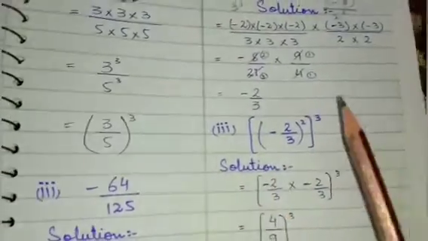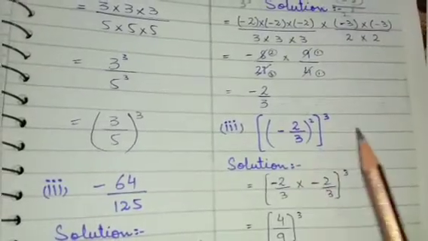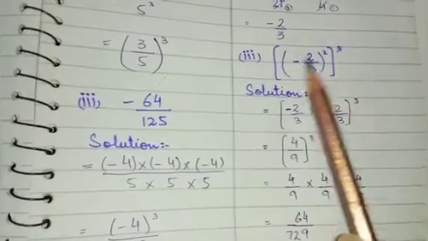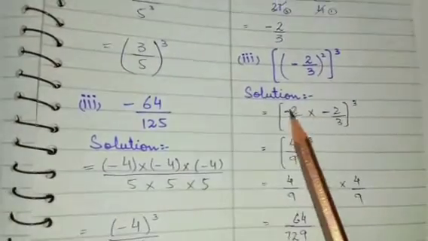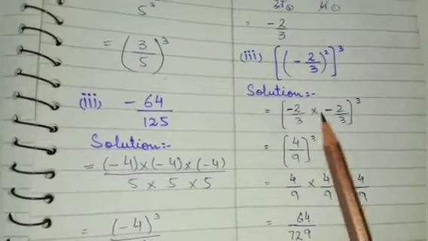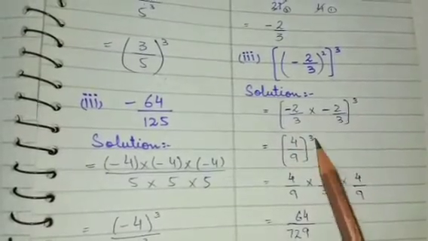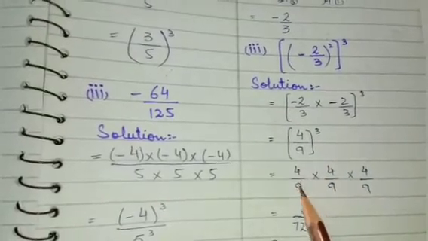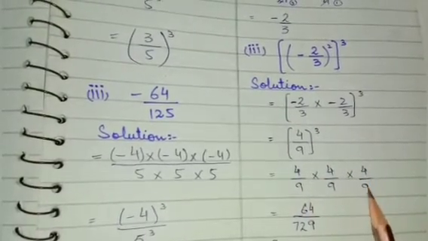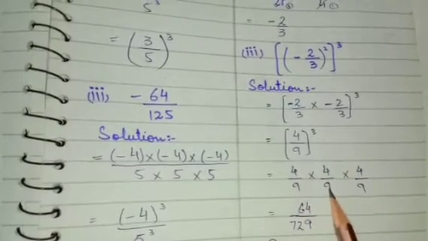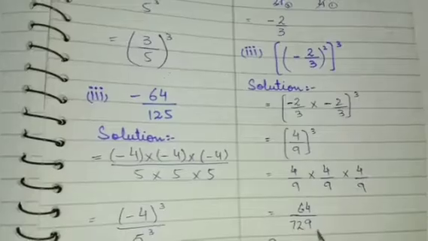Part number 3 has multiple powers. Minus 2 over 3 whole square, and the whole power is cube. So minus 2 over 3 square can be written as minus 2 over 3 multiplied by minus 2 over 3, and whole power 3. So minus minus plus, 2 2s are 4, 3 3s are 9, cube. Now cube means 4 over 9 can be written 3 times, 4 over 9 multiplied by 4 over 9 multiplied by 4 over 9, that is equal to 4 4s are 16, 16 4s are 64, 9 9s are 81 and 81 9s are 729.